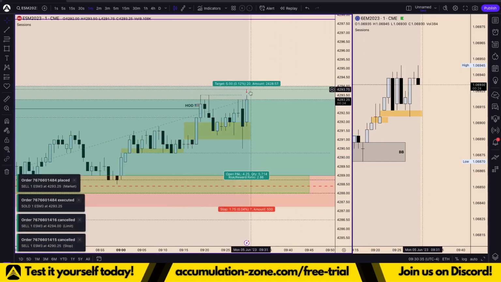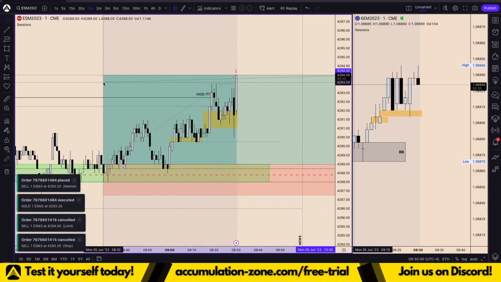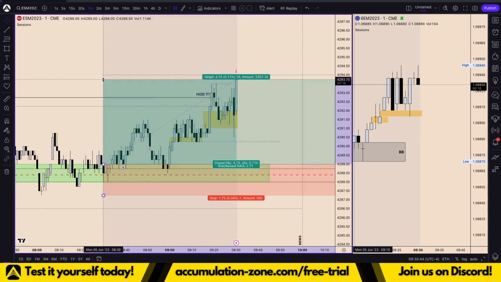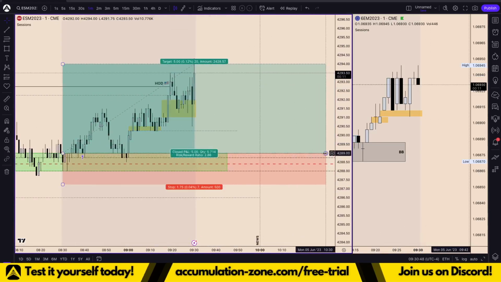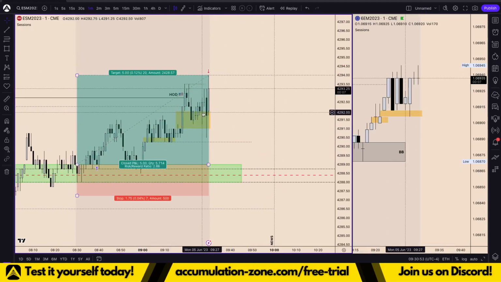All right, 4.75 handles is enough. There we go. It's always like this, isn't it? 4.5 handles captured. That's nice based on our 15-minute play. Market open up. We haven't had a market structure shift yet.